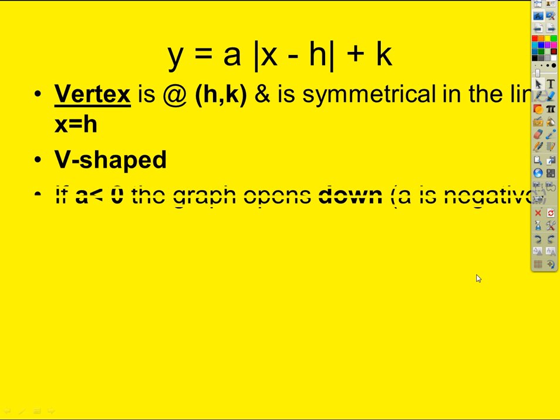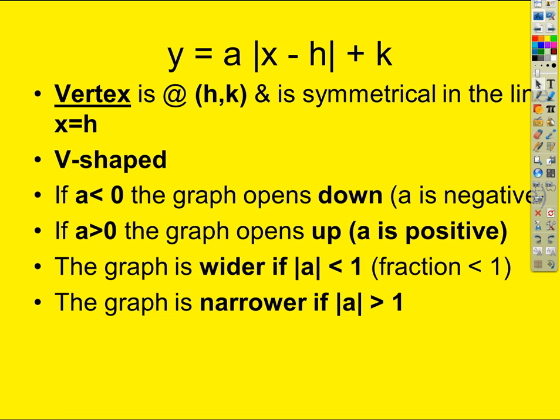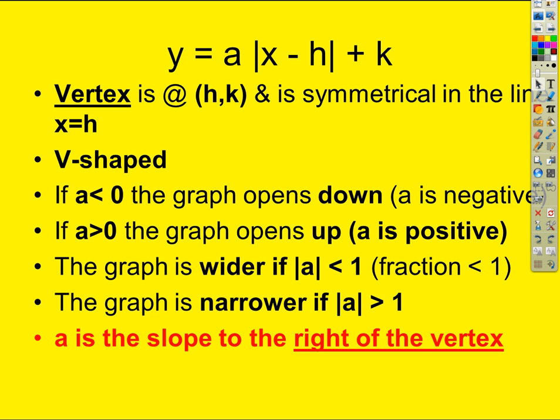A, we know they're V-shaped. Now, there's a lot of stuff we could say about a, but I'm going to show you a much quicker and simpler way of thinking about what a means. If a is negative, the graph opens down. If a is positive, the graph opens up. If a is a small number, the V gets wider. If it's a big number, it gets narrower. It gets stretched out vertically. But all that stuff is summarized in this one simple red statement.